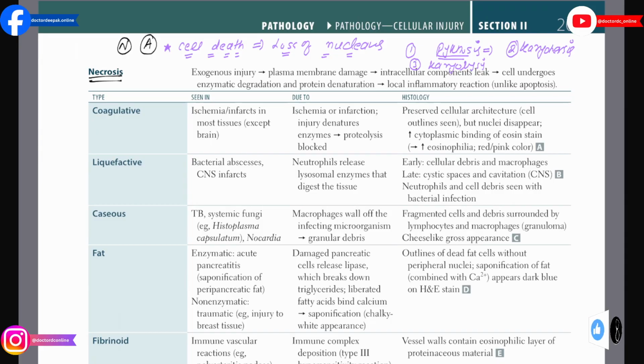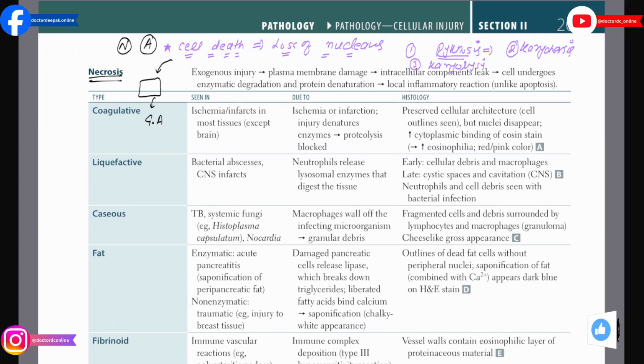Let's suppose I am taking the example of one cell. As we already discussed, whenever there is some kind of stress on this cell, it will undergo growth adaptation. Growth adaptation means if the cell increases its size, it is called hypertrophy. If the cell increases its number, it is called hyperplasia. And it is mainly because of stress. And if you remove the stress, the cell will return to its normal structure.